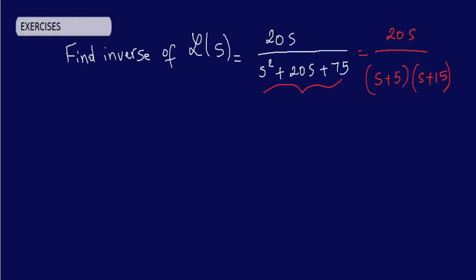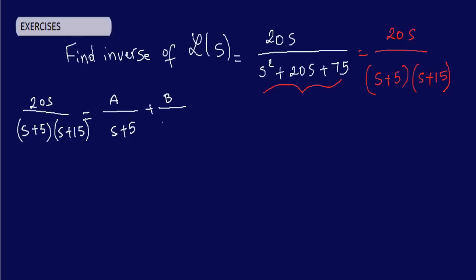So 20s over s plus 5 times s plus 15 equals some constant A at the top over s plus 5, plus another constant B over s plus 15.